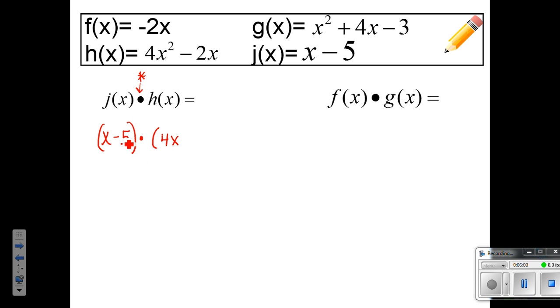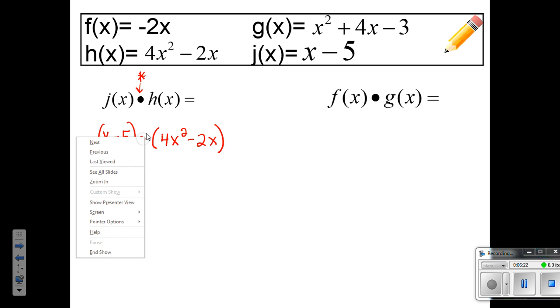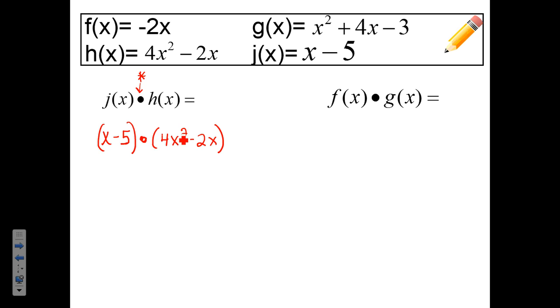I'm going to go ahead and put all these in parentheses. 4x squared minus 2x. Okay, when I'm substituting a function in for its name, I want to make sure that I use parentheses for the entire function. So I've got x minus 5 times 4x squared minus 2x. So we have 2 binomial polynomials here. Remember that from Algebra 1? And we need to do some multiplying.